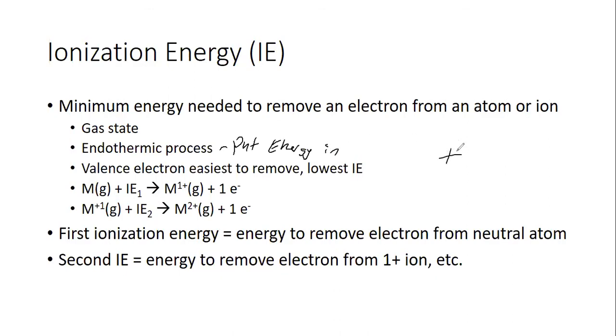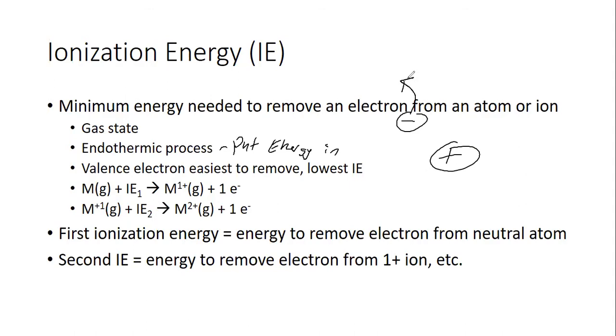I say that makes sense because remember, the nucleus has protons in it and the electrons are negatively charged. These things want to come together, and what you're doing is physically pulling away an electron. It's like separating 2 magnets. You need to put in energy to separate 2 magnets because they naturally want to come together.